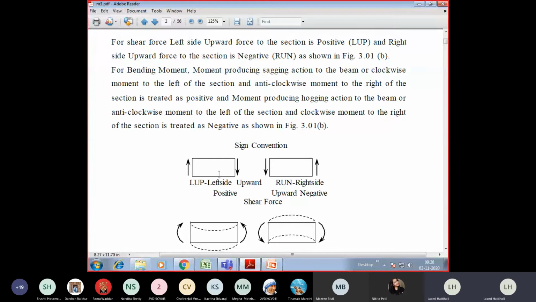And while following the sign convention, remember one thing: do not mix up the equilibrium sign convention and the SFD BMD sign convention. Let me repeat this once again. You know how to calculate a reaction for a given beam, right? In the first year, you have learned how to calculate reaction for a given beam. How do you calculate the reaction for a given beam?